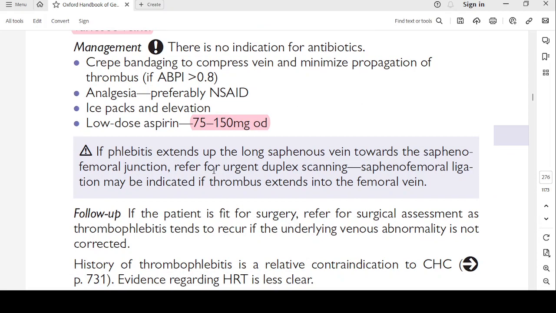If phlebitis extends up along the saphenous vein towards the saphenofemoral junction, refer for urgent duplex scanning. Saphenofemoral ligation may be indicated if the thrombus extends to the femoral vein.